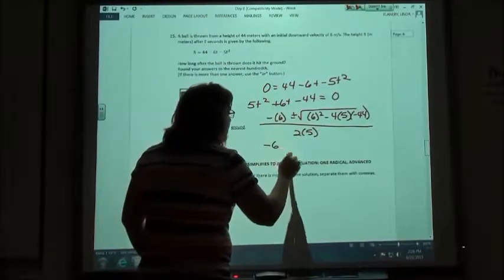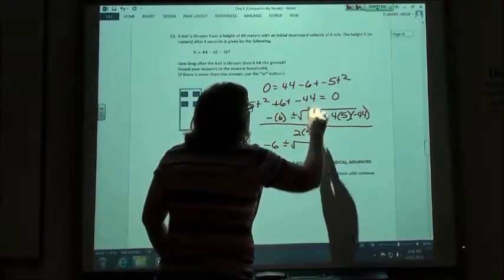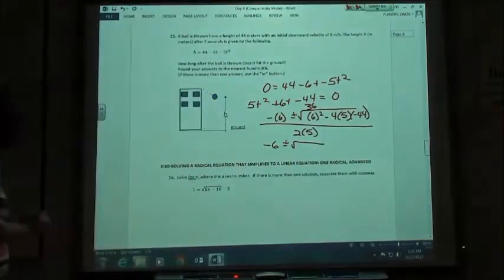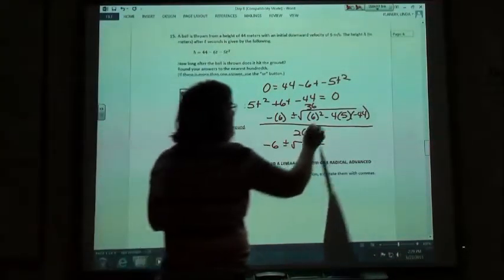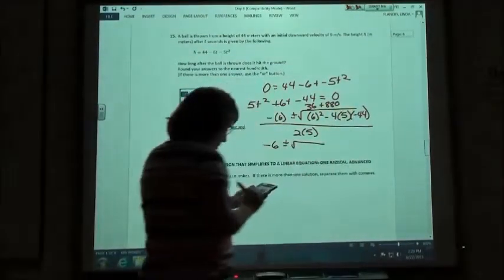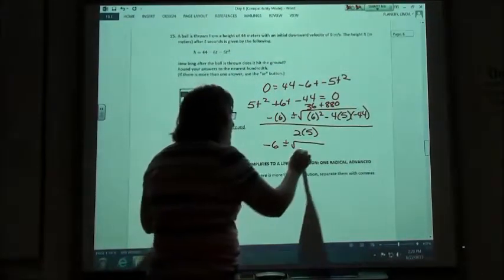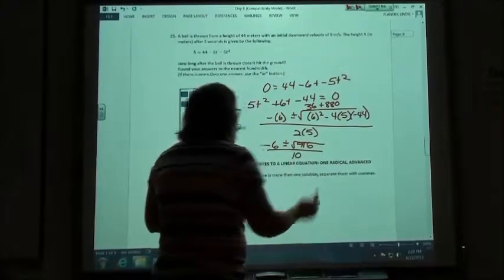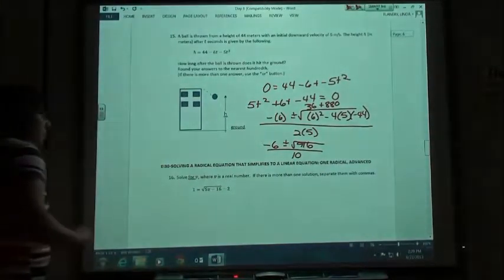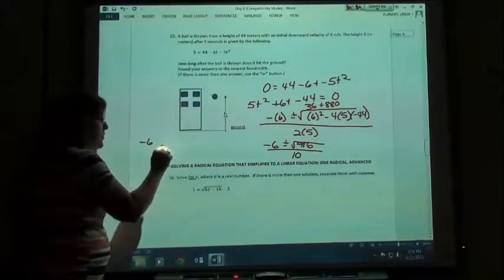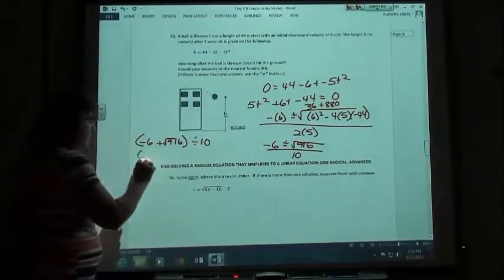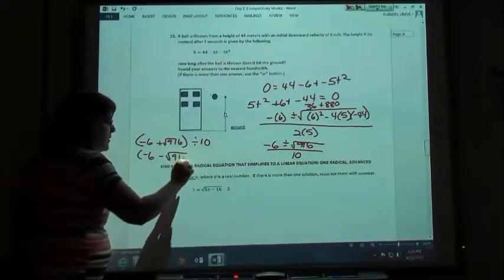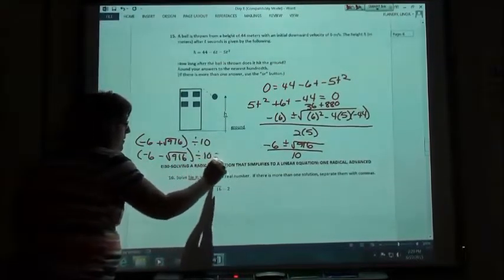So this is going to give me negative 6 plus or minus the square root of 36. And then I'm going to have to do 4 times 5 times 44, which is 880, and that's going to be a plus. So plus my 36 will give me 916 over 10 again. So I'm going to do negative 6 plus the square root of 916 divided by 10, and negative 6 minus the square root of 916.